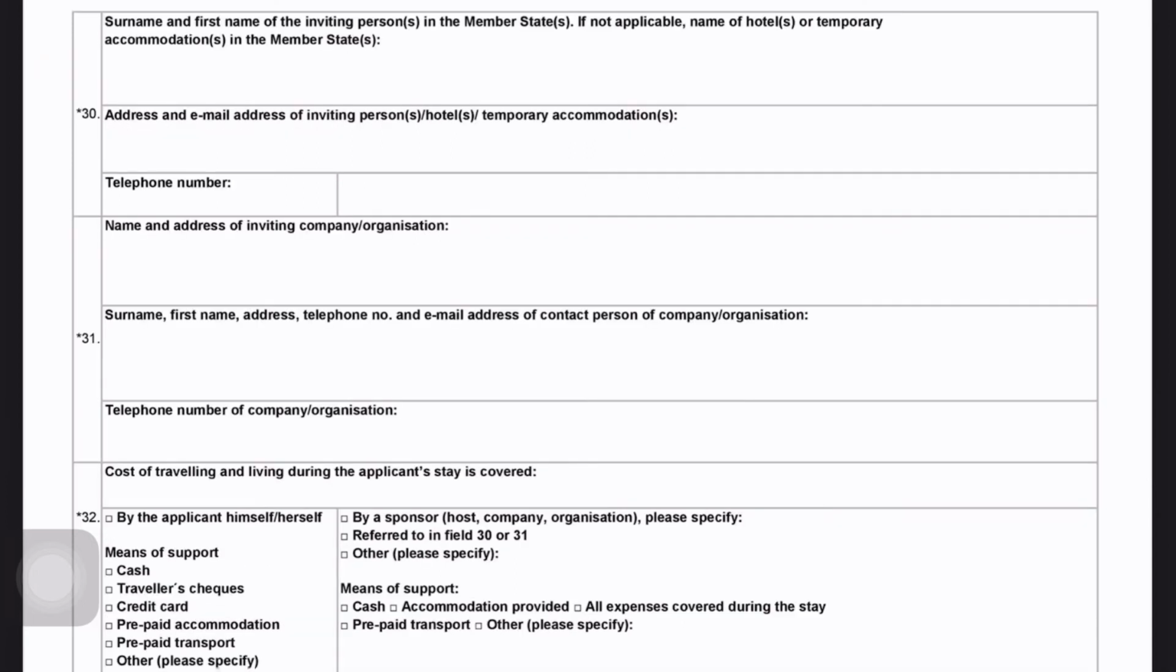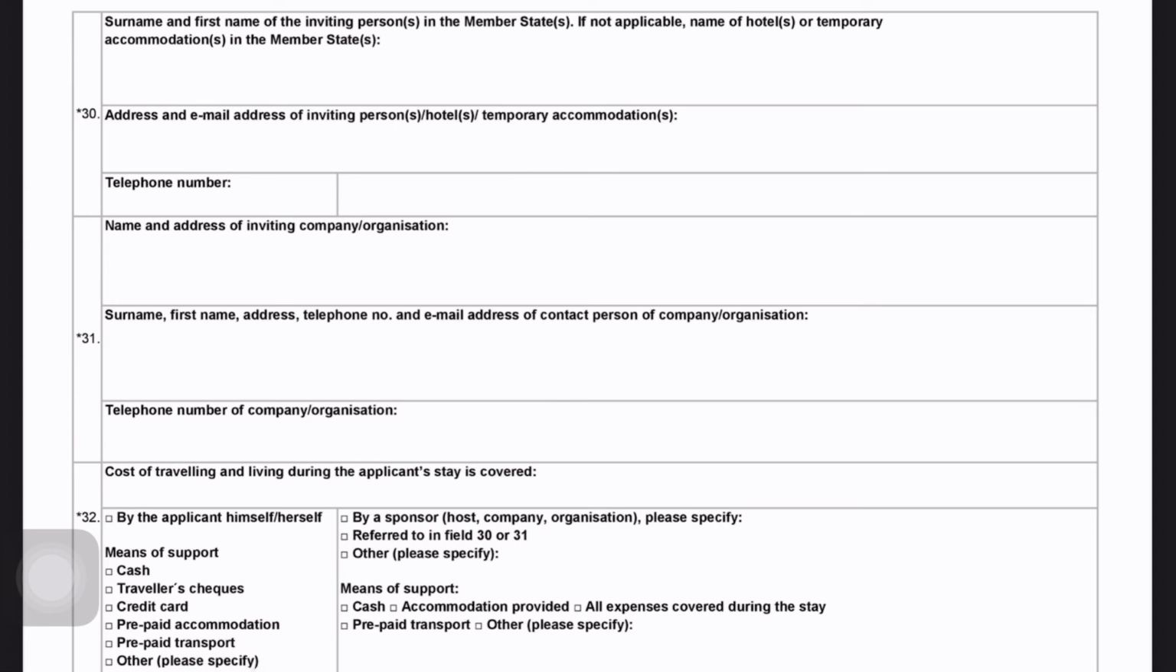Alright. Furthermore, we reach the third page of the form. So we start with the 30th: address and email address of the inviting person, hotel or temporary accommodation. Here you have to mention your employer's details, or if you booked a hotel, or someone else is providing you temporary accommodation. Some people are booking hotels, some are booking hostels, or maybe your employer is giving you temporary accommodation for a few days to look for your permanent accommodation. So you have to mention that there.